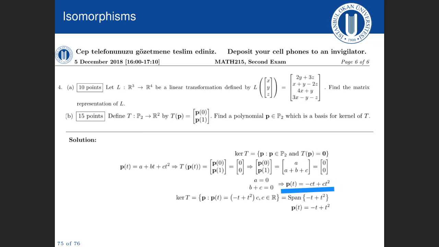So the kernel of T is the subspace of all polynomials of the form minus T plus T squared multiplied by C. And that's the span of minus T plus T squared. So the answer to this question, which was find a polynomial which is a basis for the kernel of T, the answer could be minus T plus T squared. And that is the end of this week's lesson.